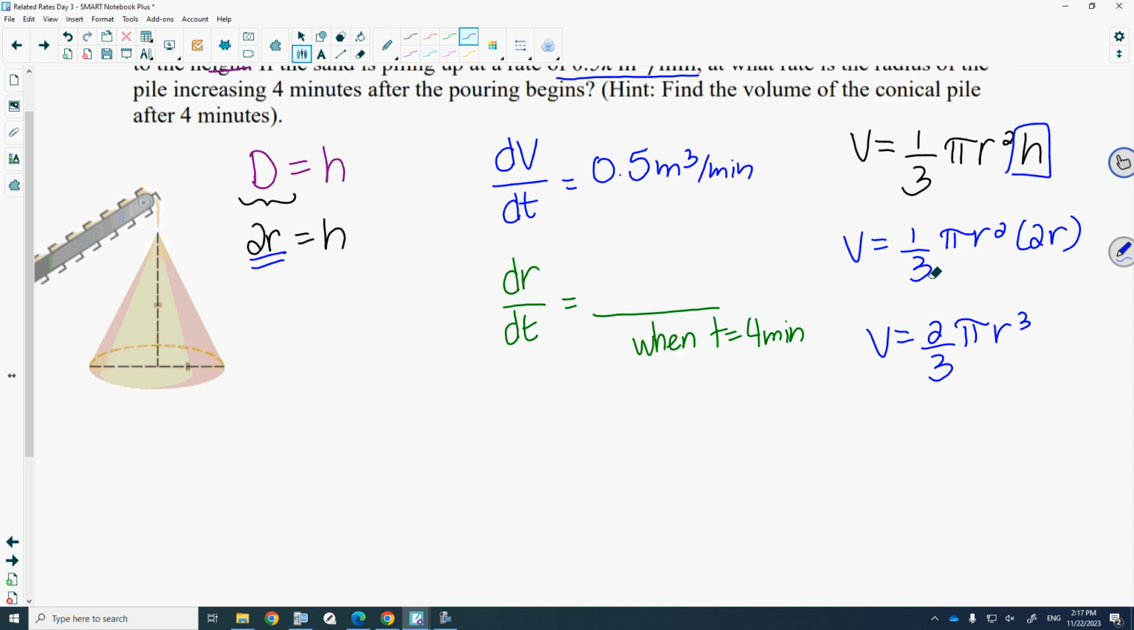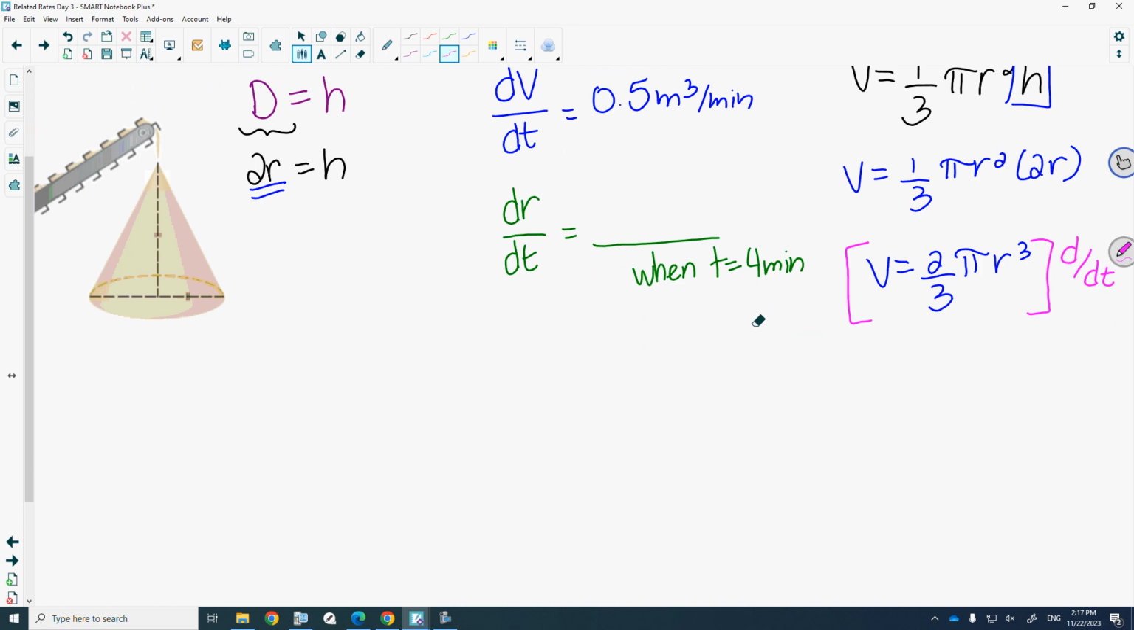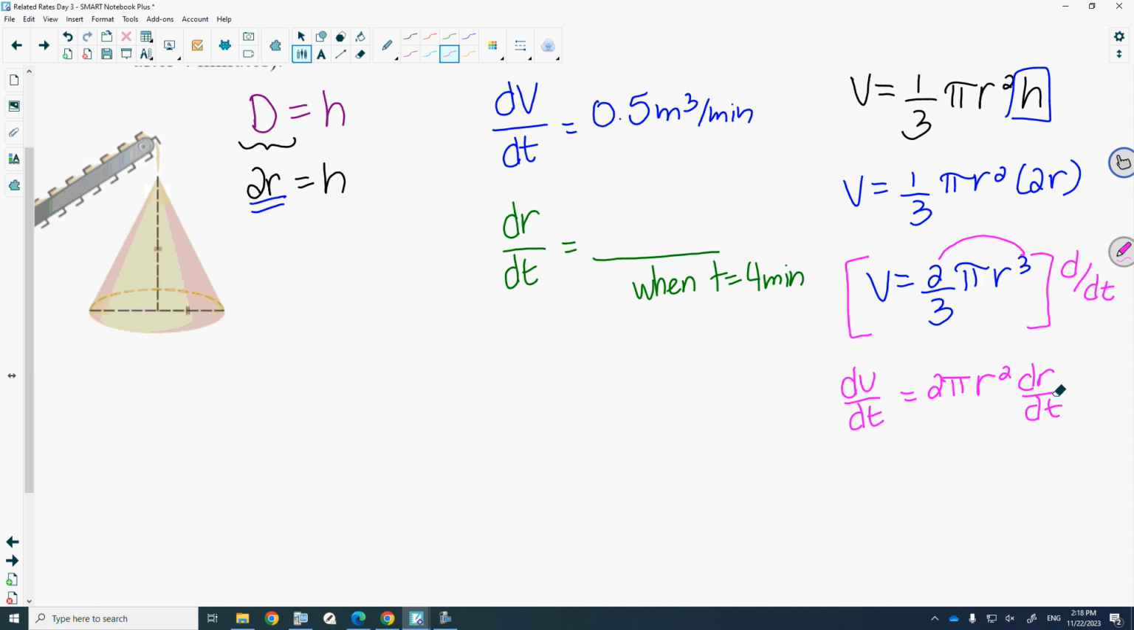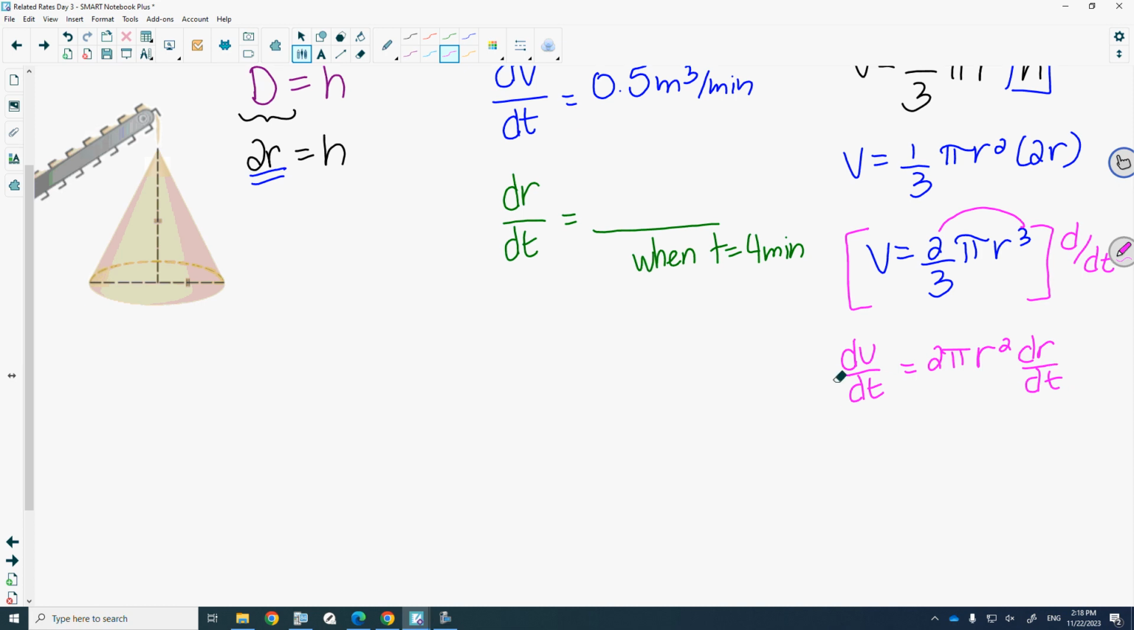And we're going to have to do something with that hint. Okay, so dV/dt is equal to, according to the power rule, if you bring this down, the 3/3 would cancel, so I'd get 2 pi r squared dr/dt. Okay, so this is what I have so far. I'm looking for this. I have this, but I don't know what the radius is.